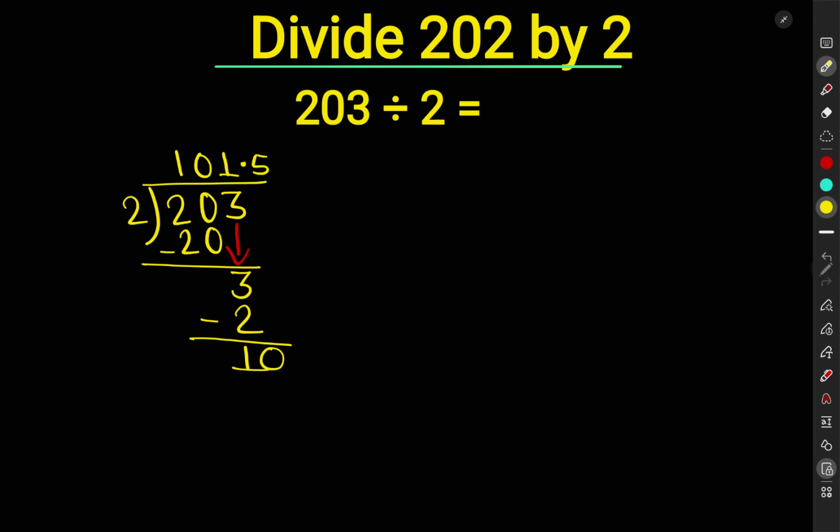So 2 times 5 means 10. On subtracting we get 0. So 203 divided by 2, we get 101 decimal 5.